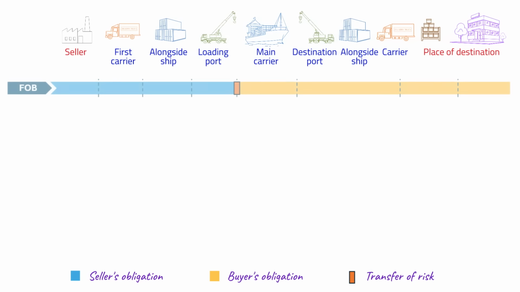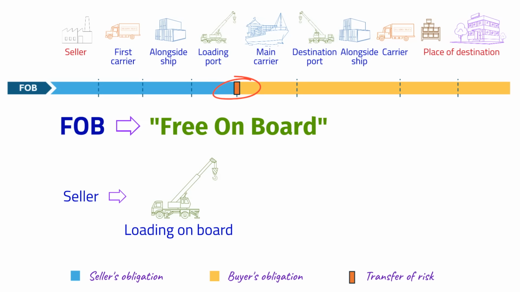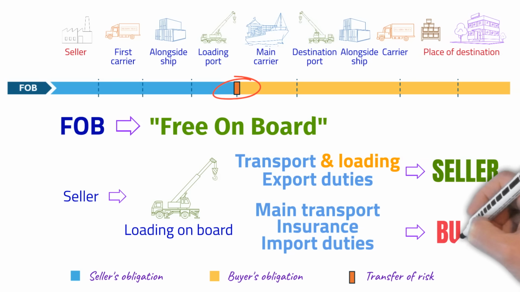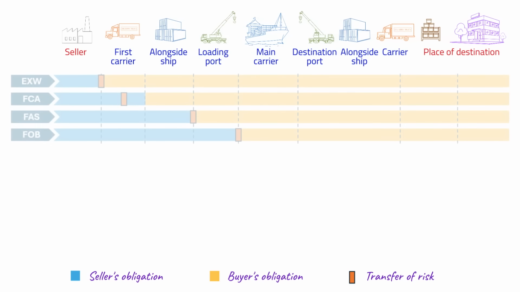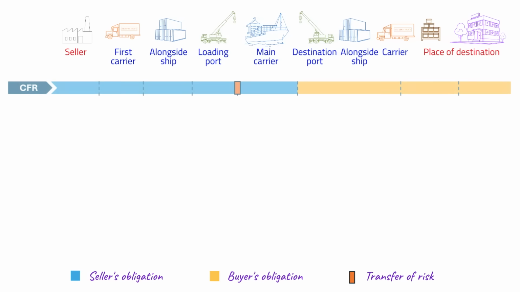The next term is FOB, Free On Board. Here the seller delivers the goods on board the vessel at the port of shipment. Risk transfers when the goods are loaded on the ship at the port of shipment. This term also applies only to the sea and inland waterway and is also one of the most popular terms in the trade.